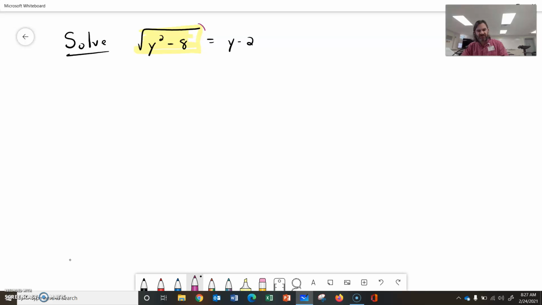So I'm just going to jump in and square both sides. That'll help me get rid of the root, and then I can solve it using a different method. So when I square the square root, it goes away. On the left, I'll have y squared minus 8. When I square the right, which was y minus 2, I'm going to have a FOIL. So I'm going to have y minus 2 times y minus 2. Multiplying that out and collecting like terms, it'll be y squared minus 4y plus 4.